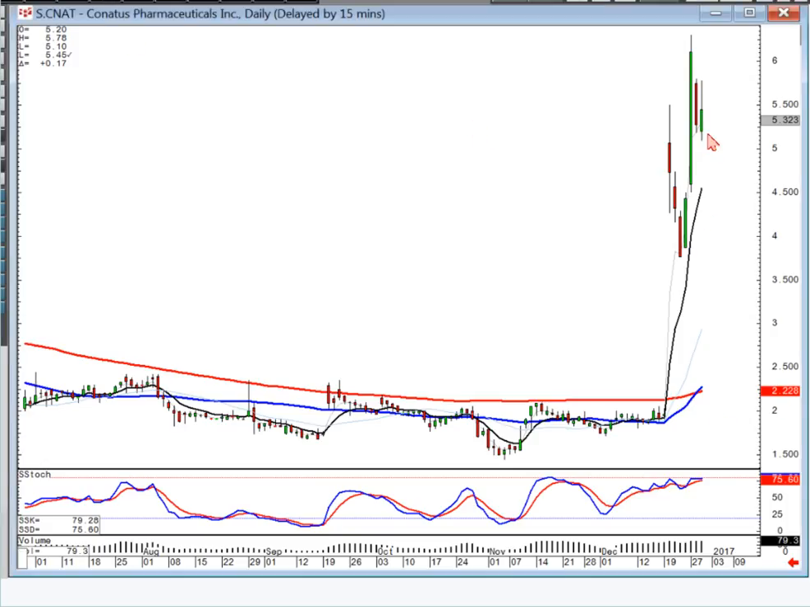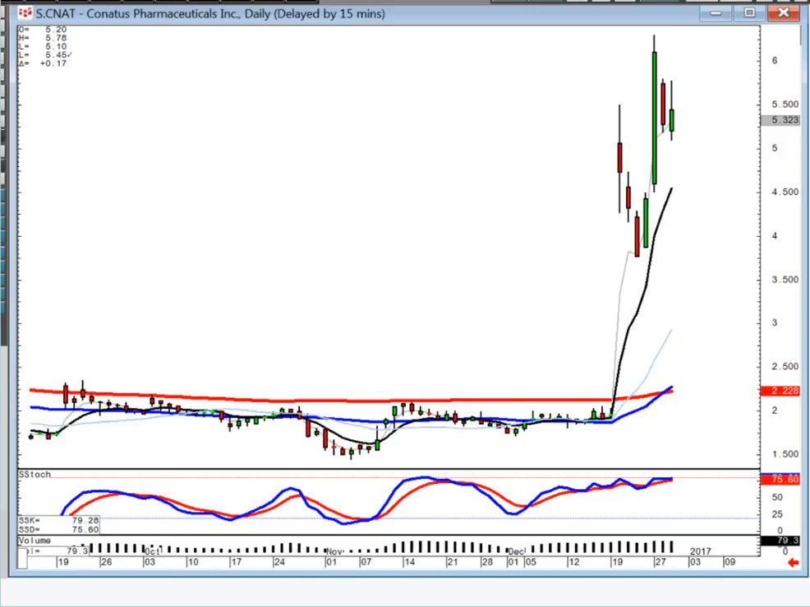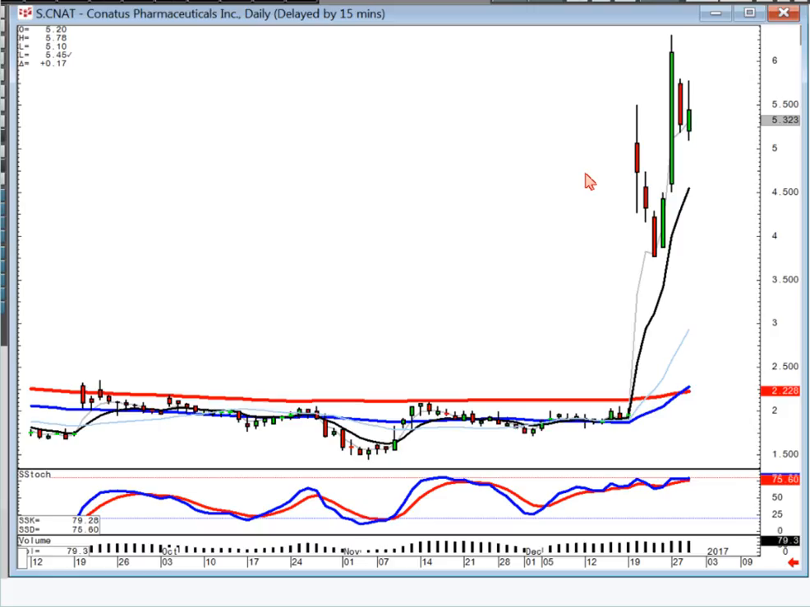CNAT broke out. You can be buying this one on positive trading. Now obviously it's got a lot of volatility, but if it starts trading positive, you can buy it and just put your stop at today's open. It shouldn't come back down through there.